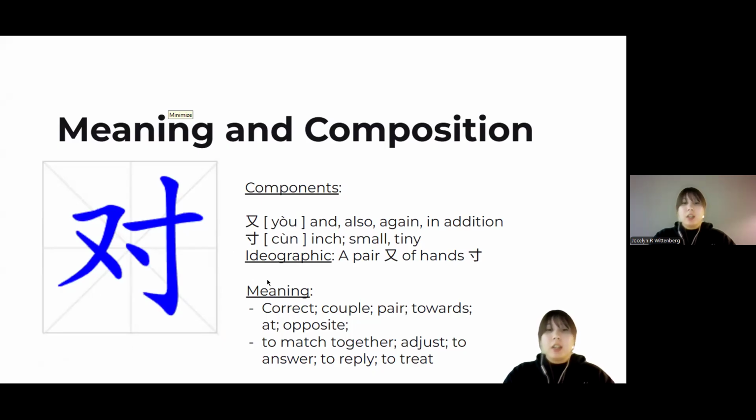And so this character typically means correct. By itself, it means correct, so you can say like dui. It can also mean a couple, pair, towards. It can also mean to match together, to adjust, to answer, to reply, to treat. So this character has a lot of different meanings, and depending on the context, it can be used in various different ways.